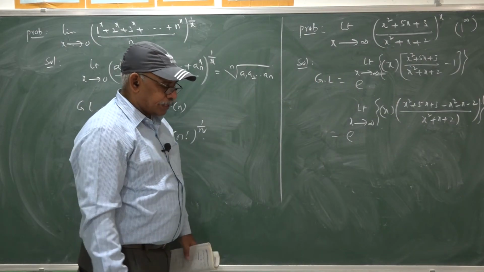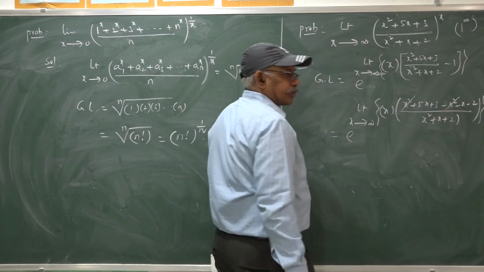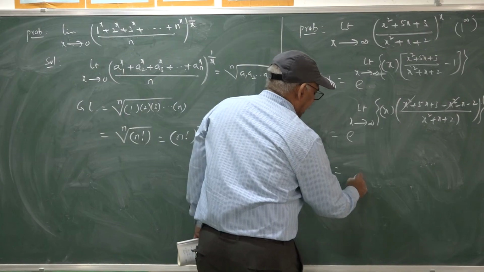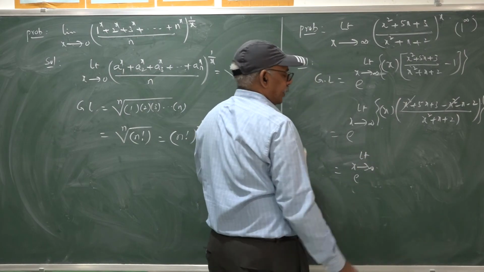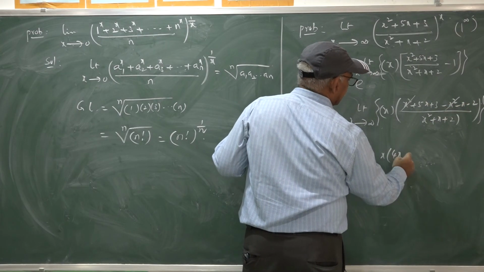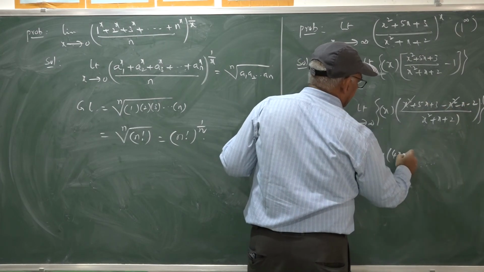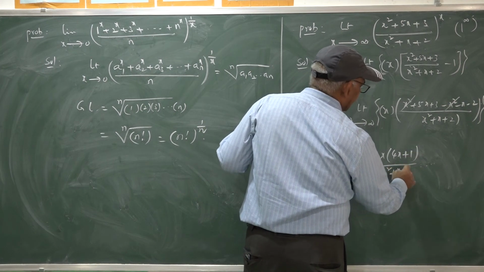Now on simplification, you can remove this x square, and collecting the like terms, we get x into, 5x minus x is 4x, and 3 minus 2 gives us plus 1 in the numerator, by in the denominator x square plus x plus 2.